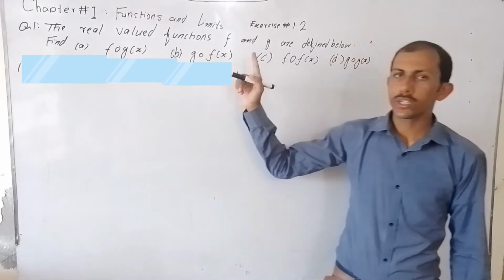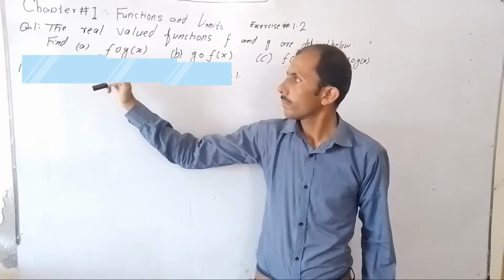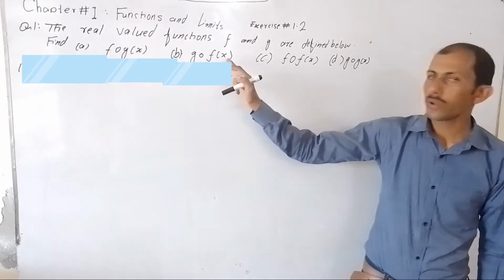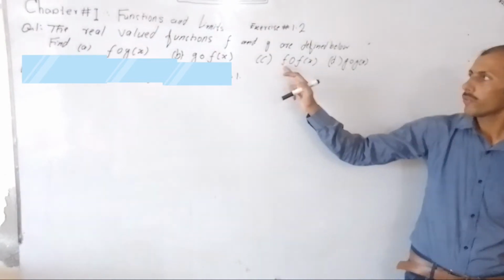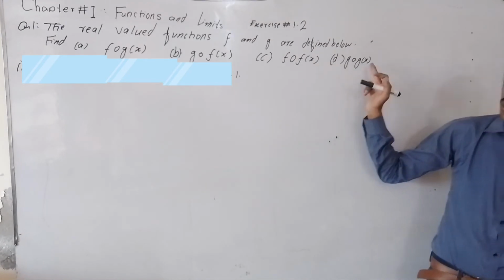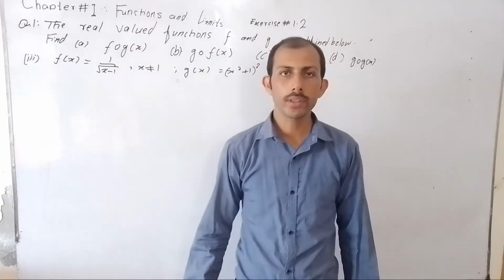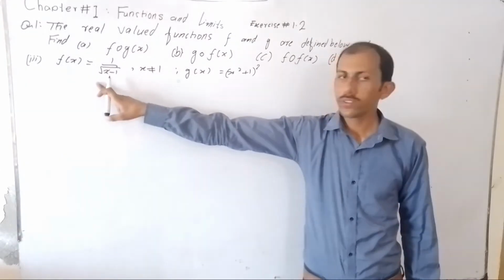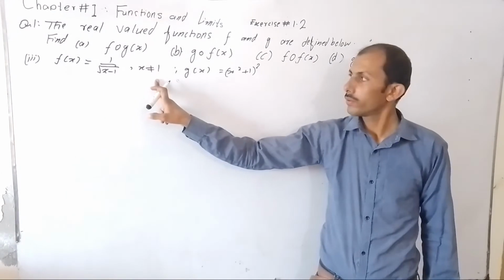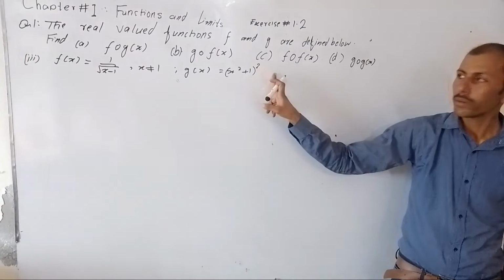Let's start question 1. The real valued functions f and g are defined below. Find (a) f of g of x, (b) g of f of x, (c) f of f of x, and (d) g of g of x. Question 1, part 3: f of x is equal to 1 divided by under root of x minus 1, domain x not equal to 1, where g of x is equal to (x square plus 1) whole square.